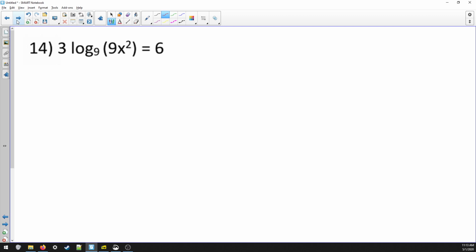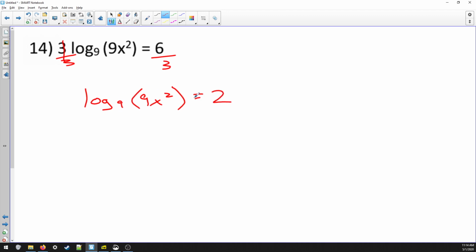Okay, so the second problem here is same thing, right? It's a log. We're going to try to get the log alone. Once we get the log alone, we're going to just convert it into an exponential and solve. Okay, so in this case, this 3's got to go. So I'm going to divide by 3, and on the other side, divide by 3. Okay, so this is now log base 9 of 9x squared, and that equals 2. Okay?